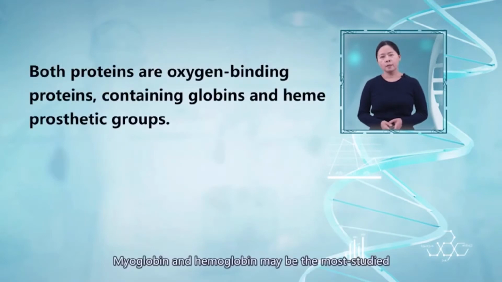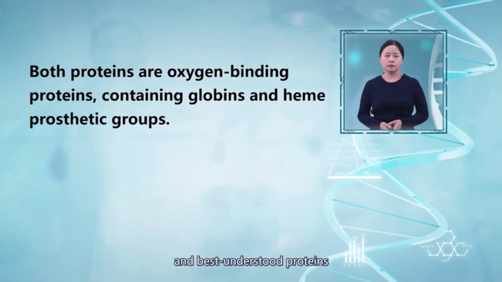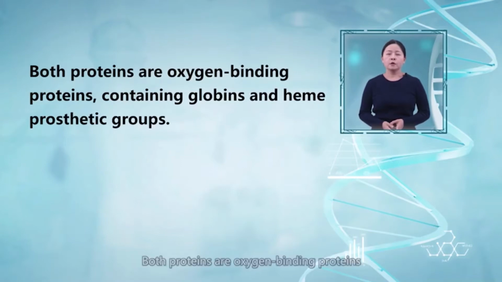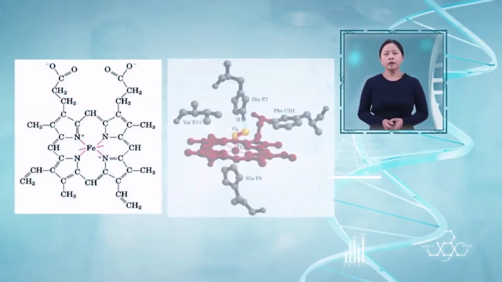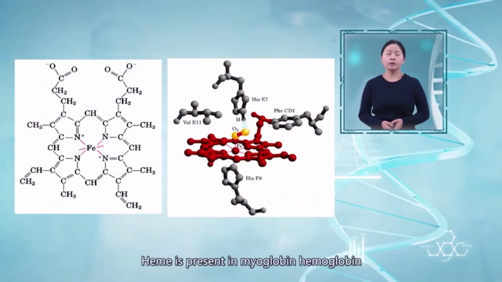Myoglobin and hemoglobin may be the most studied and best understood proteins. They were the first proteins for which three-dimensional structures were determined. Both proteins are oxygen-binding proteins containing globins and heme prosthetic groups. Heme is present in myoglobin, hemoglobin, and many other proteins.